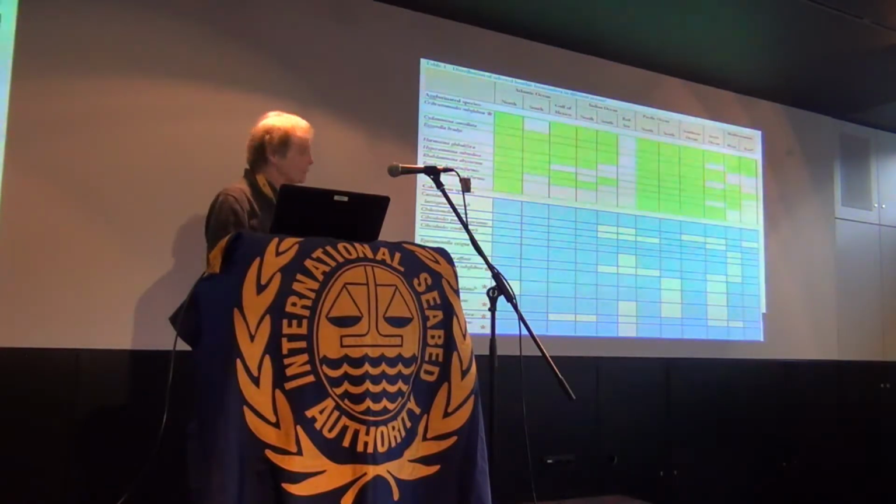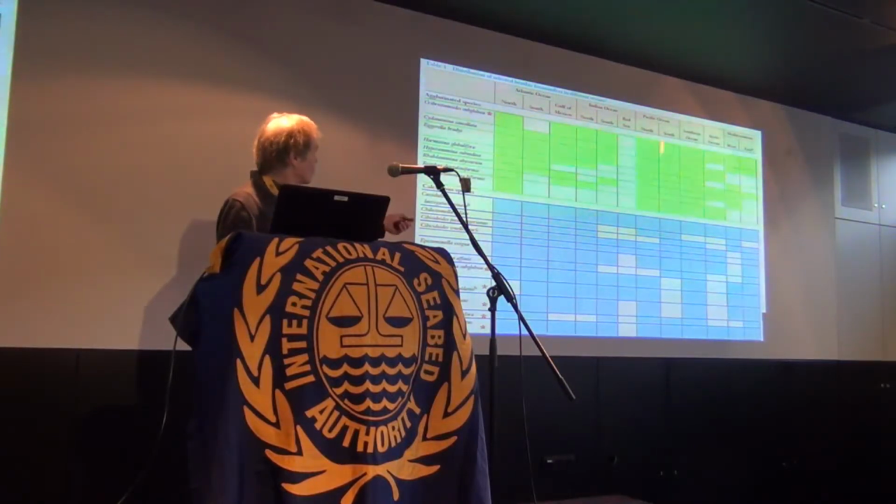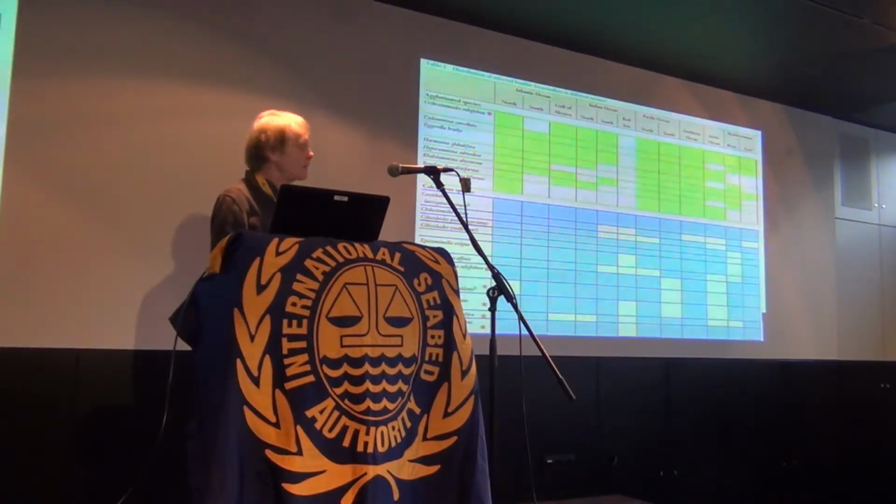And this is a table from that paper, and it shows the distribution of some common deep water species in different oceans and seas. Agglutinated species are shown in green, the calcareous species in blue, and the species which we find in our samples from the eastern CCZ are indicated by an asterisk.